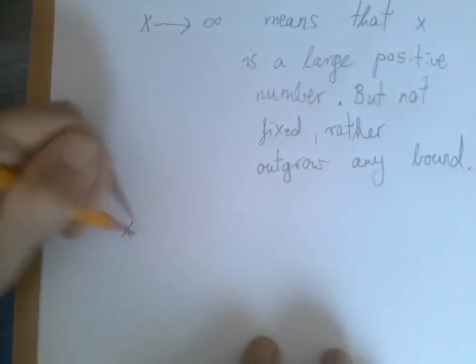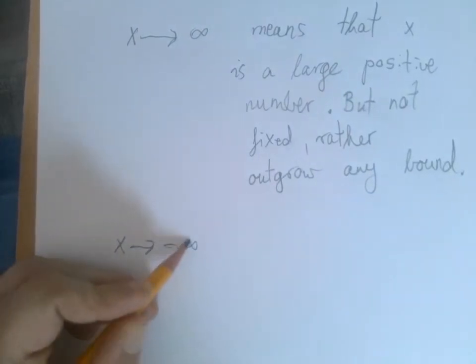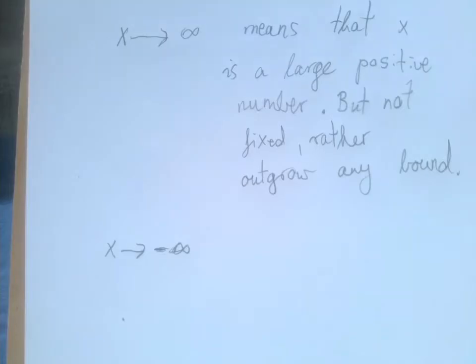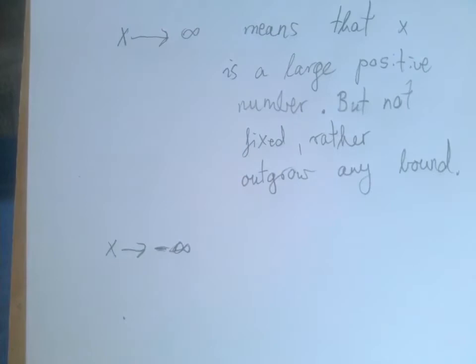x approaches negative infinity is the same thing, but now we're instructed to think of x as a constantly decreasing negative number that gets below any bound we can think of.